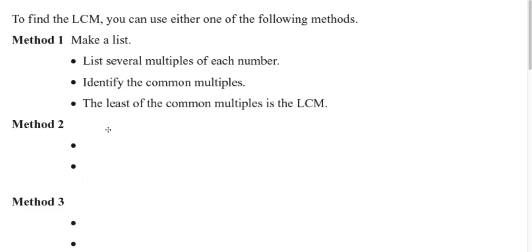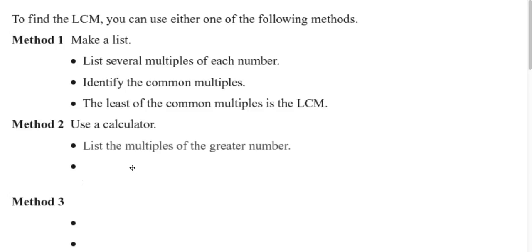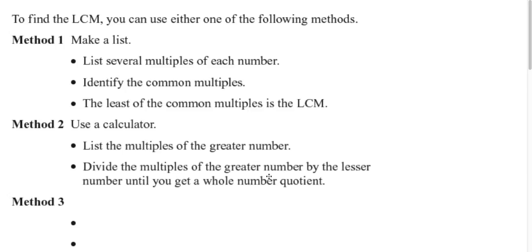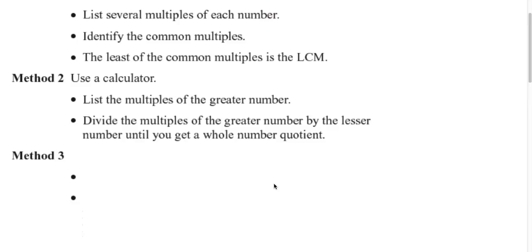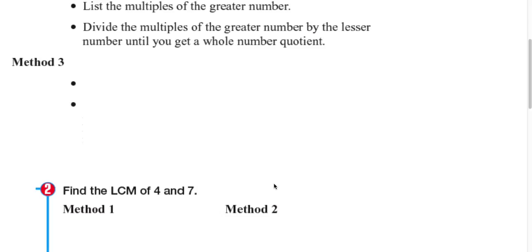Method 2, which we discussed in example 1, is to use a calculator: list the multiples of the greater number, and then divide the multiples of the greater number by the lesser number until you get a whole number quotient, meaning there are no remainders. And the last method is probably the best method. You will be using this for a very long time, all the way to high school.